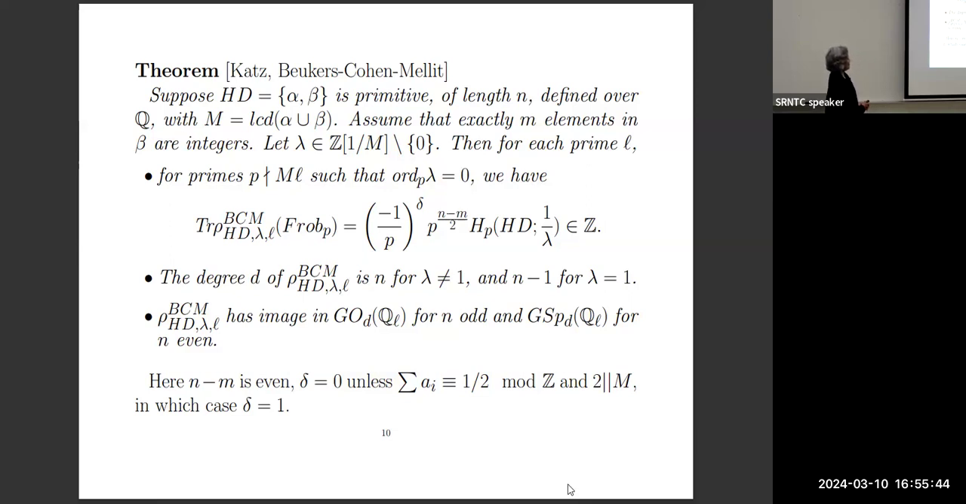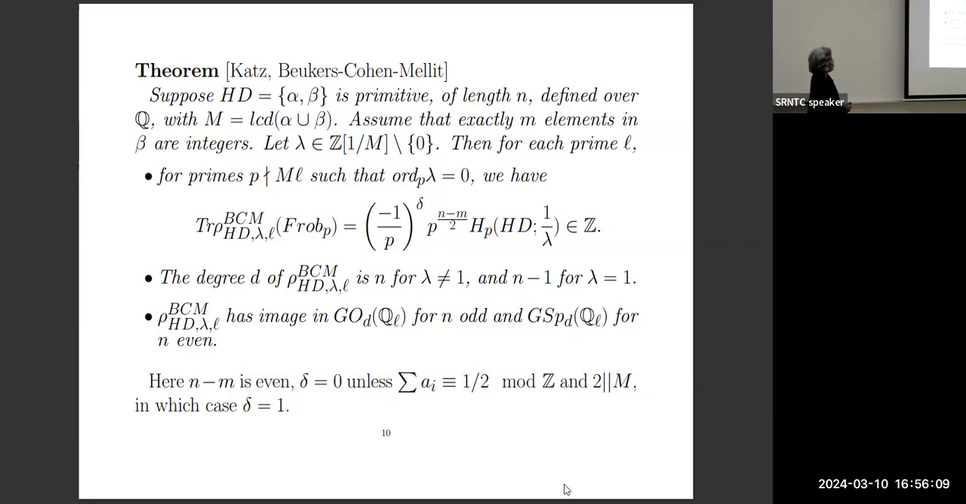And the only exception is when the alpha's are congruent to 1/2 modulo integers, and 2 exactly divides the level M. Okay. Otherwise, the sign is not there. But the upshot is that the BCM representation of the Frobenius elements are in Z, so they are integral.